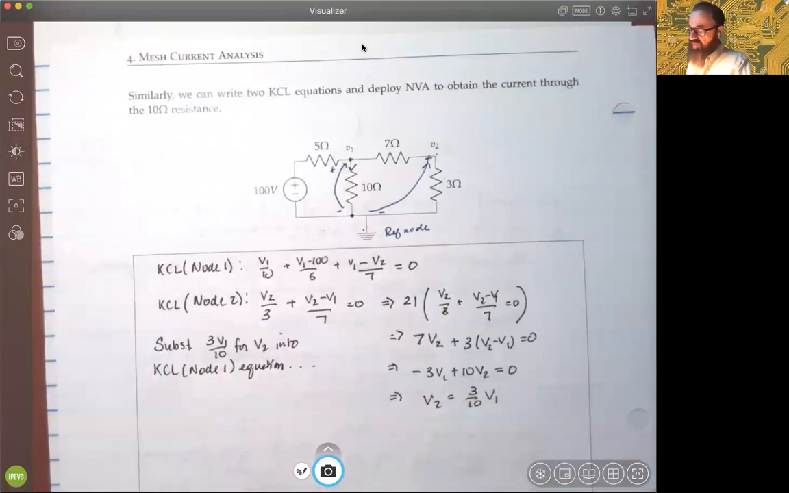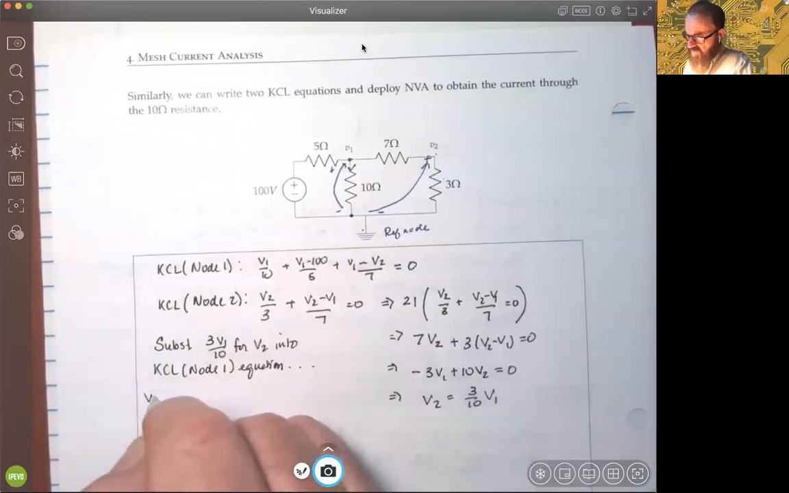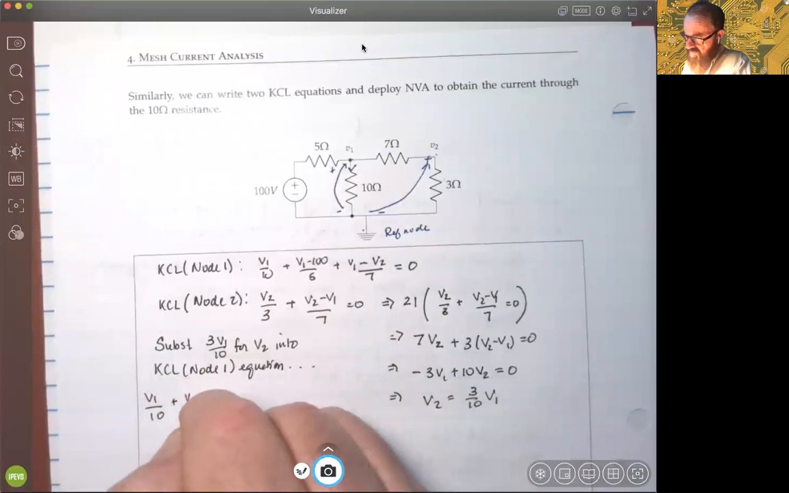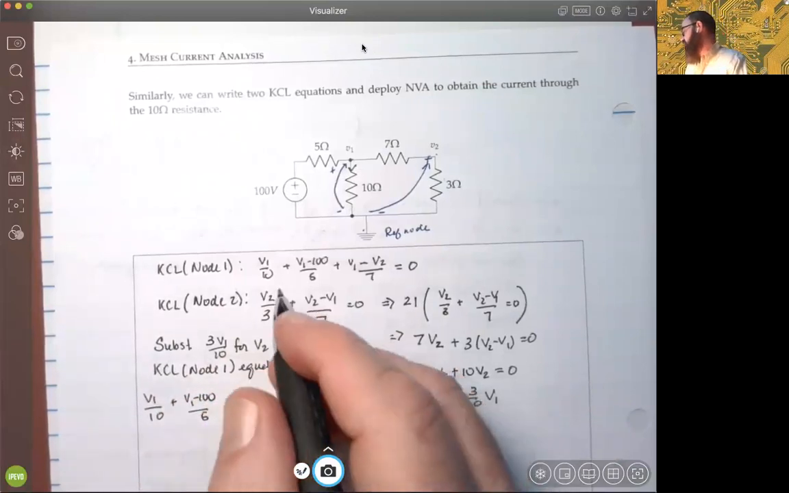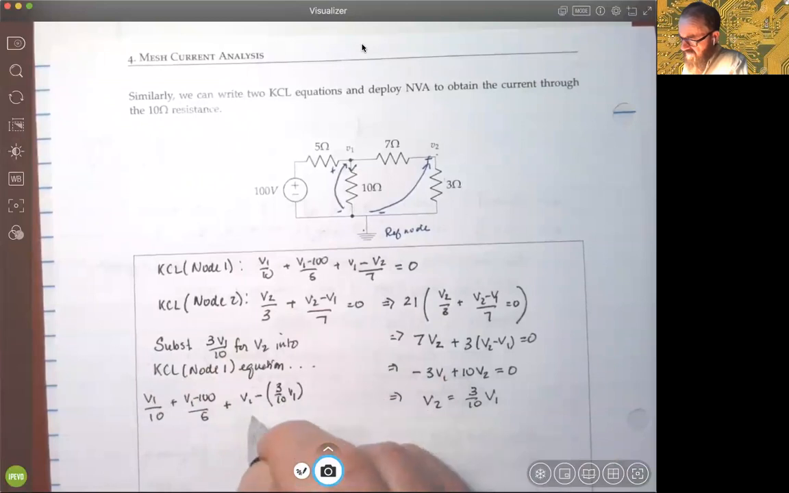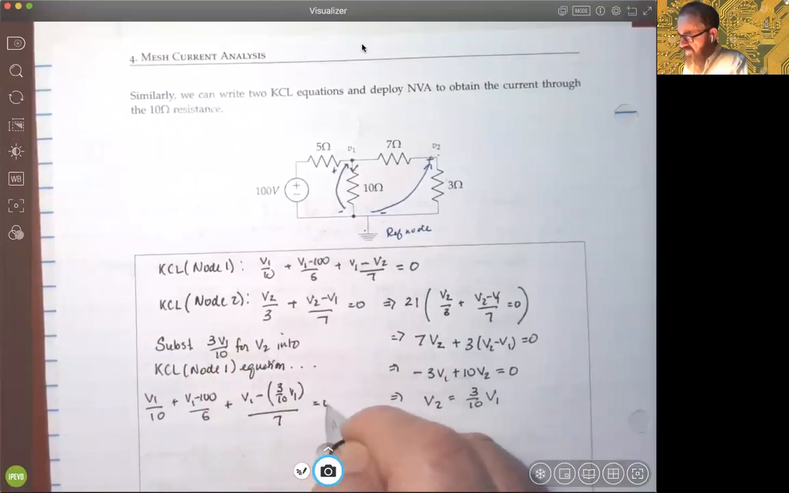So if we do that, what will we have? Coming up here, you'll have V1 over 10, plus V1 minus 100 over 5, plus the quantity V1 minus 3/10 V1, all over 7, and that has to be equal to 0.